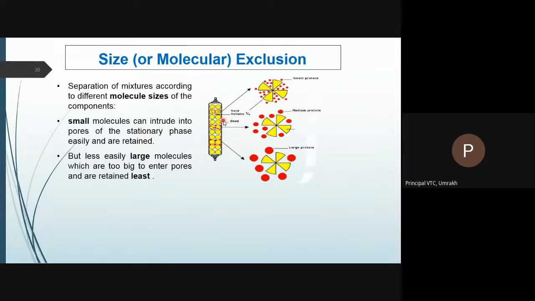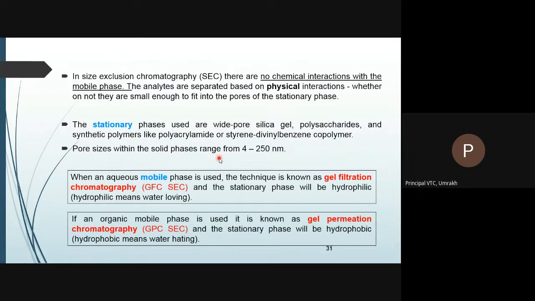It will not enter the pores, and it will be restricted, and it will pass between the gaps of the particles. So it will not enter into the pores of the particles which are used for packing. So in size exclusion chromatography, there is no chemical interaction with the mobile phase or stationary phase. There will be only physical interaction between the stationary phase and your analyte.